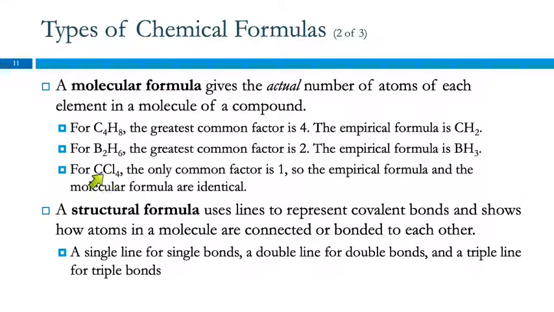CCl4 is a ratio of 1 to 4. That's already the lowest ratio. And so here, the empirical formula and the molecular formula are the same.